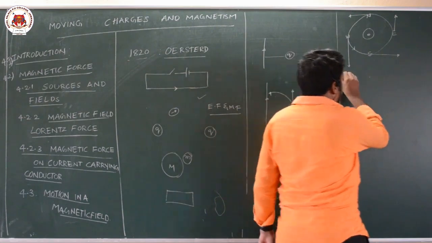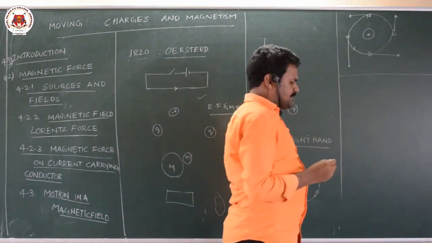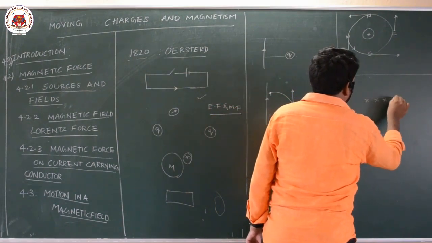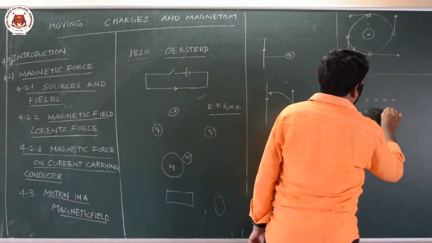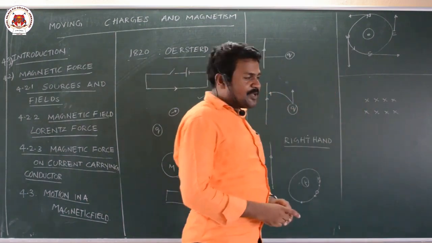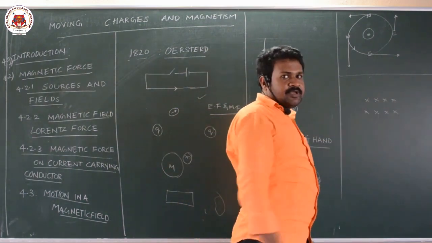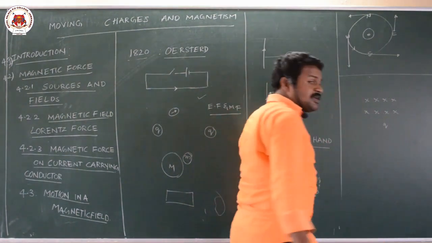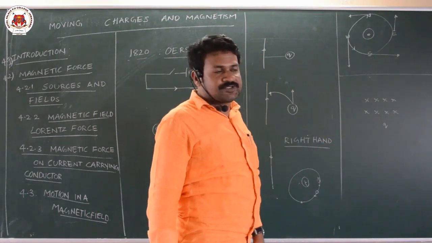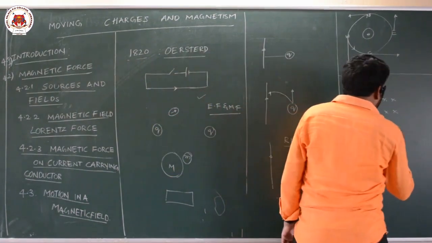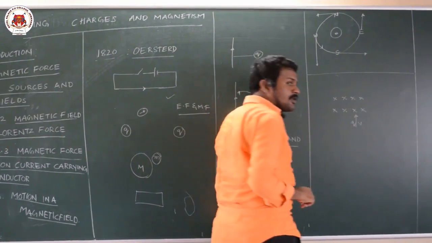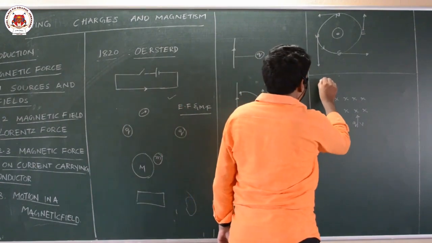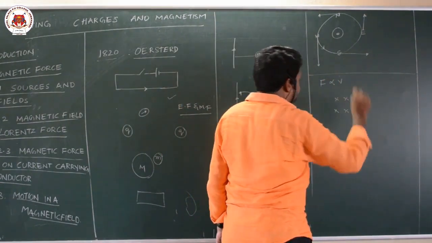So, when there is a moving charge, let us assume a magnetic field is into the plane of the board. Magnetic field is into the plane of the board. That means a magnetic field is applied in this direction. Now, I kept a stationary charge. This stationary charge will not experience any force. If I project this stationary charge with velocity v, then it starts experiencing force. That means force experienced by this charge is directly proportional to velocity.